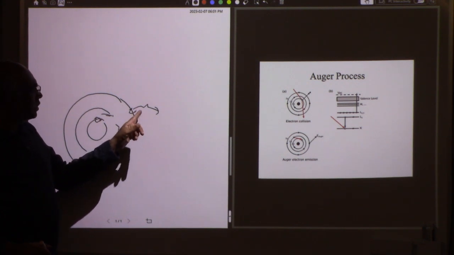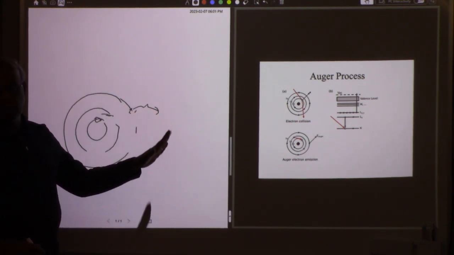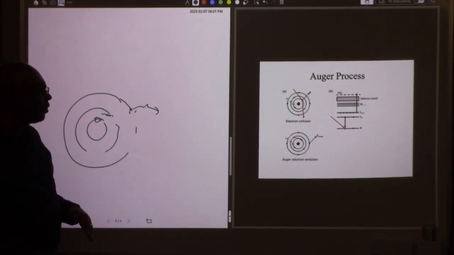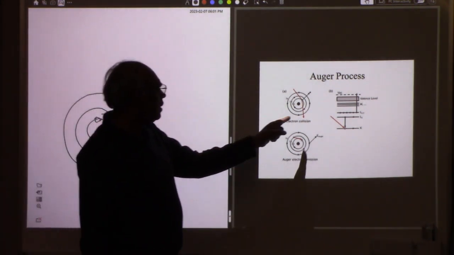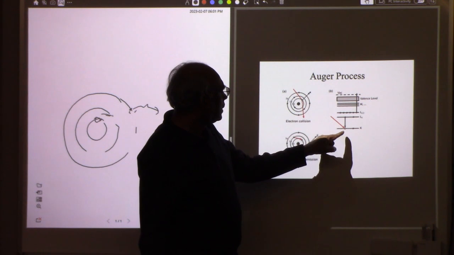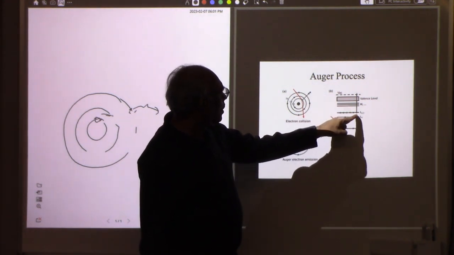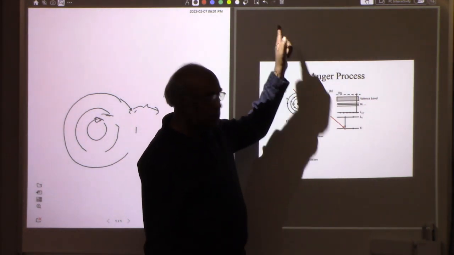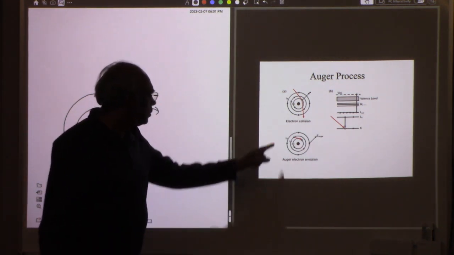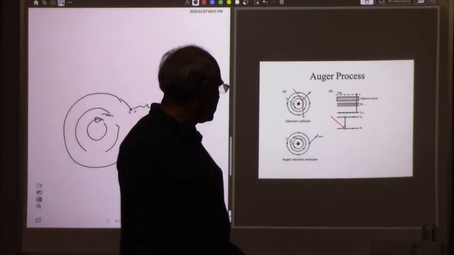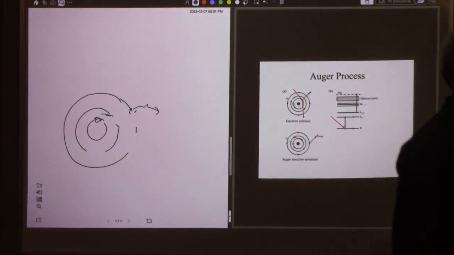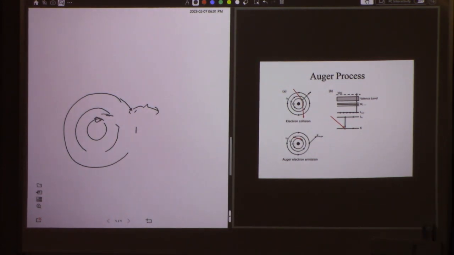There's a spectroscopy based on that, Auger spectroscopy. That's not very common, but people use it to get more information. You can see here, first you remove this one, so that one will knock off an electron from this one. So you can see what's happening. Auger electron emission, that's a secondary emission, basically.